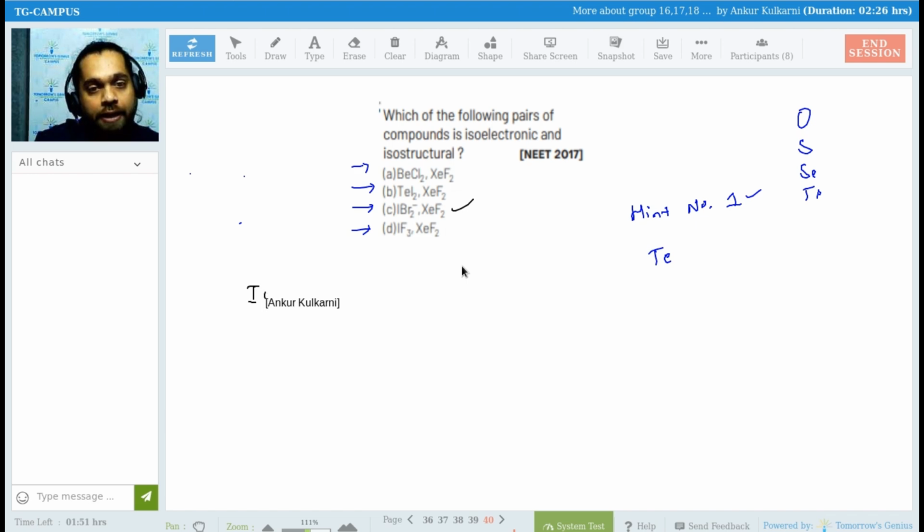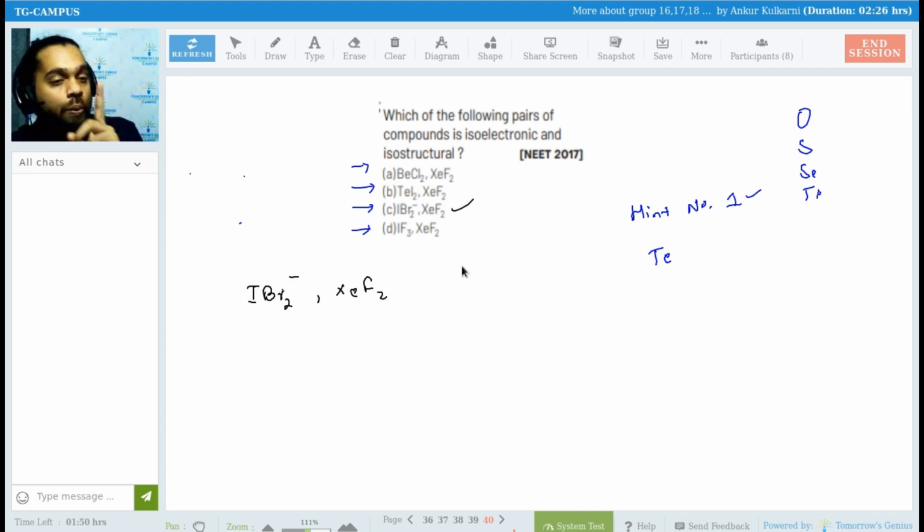So what we have is IBr2 minus and XeF2. In iodine, how many valence electrons? Valence electrons, not valency; they are different. Always remember it is 7.